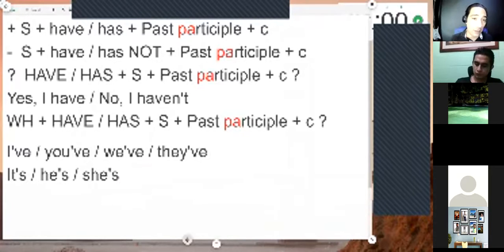Segunda regla de contracción. Si voy a negar, sí, puedo contractuar. Haven't. Uy, sorry. Haven't. Oh, hasn't. ¿Ok?